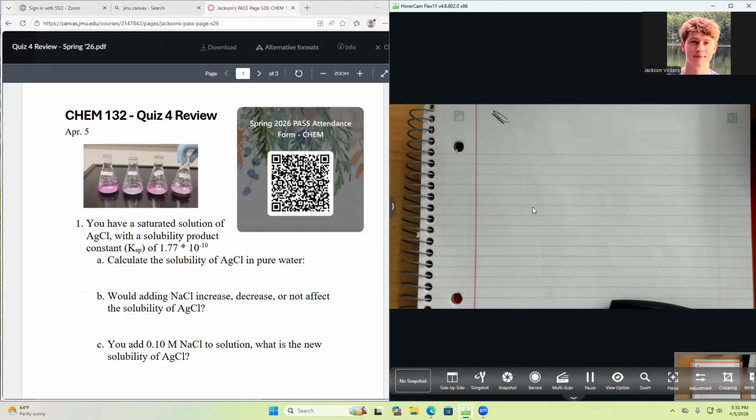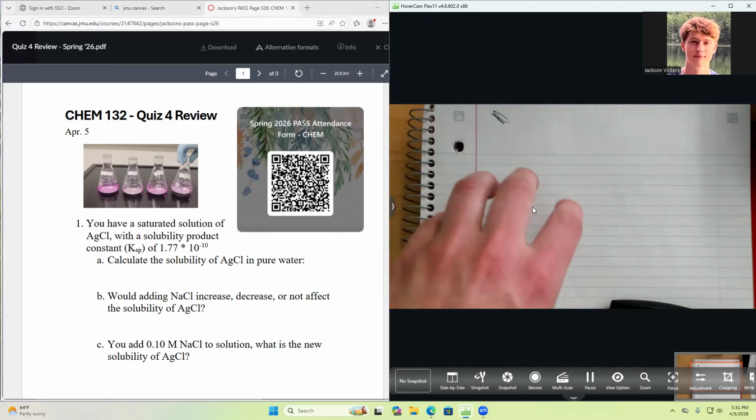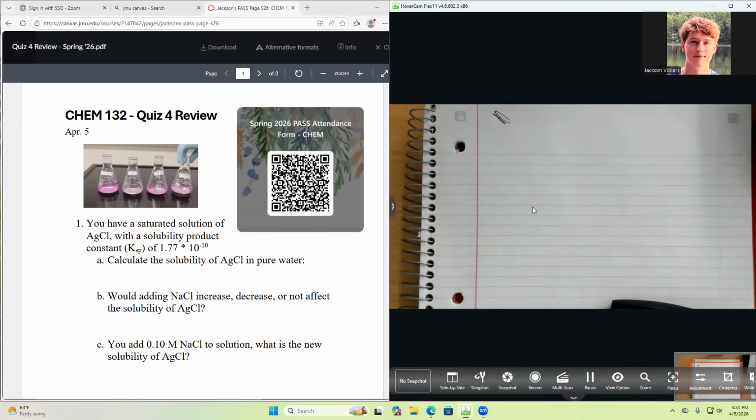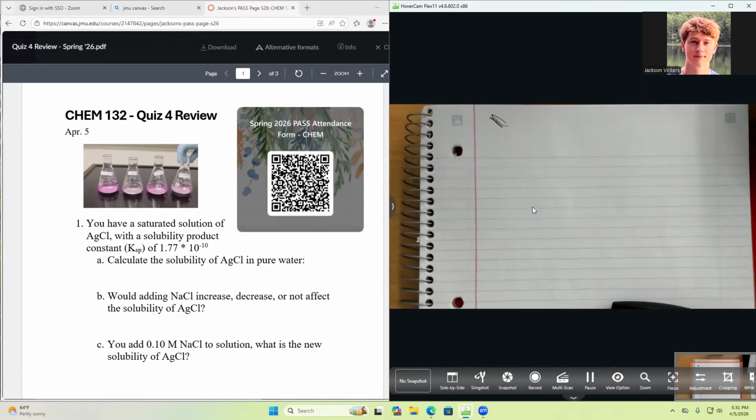We're going to see how that breaks apart into the two separate ions, and I gave you a Ksp of 1.77 times 10 to the negative 10. So using that, we can calculate the solubility, also called the molar solubility. Those two things mean the same thing. So do that first. Try to calculate the molar solubility of silver chloride.